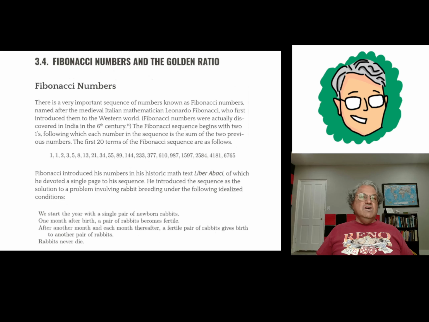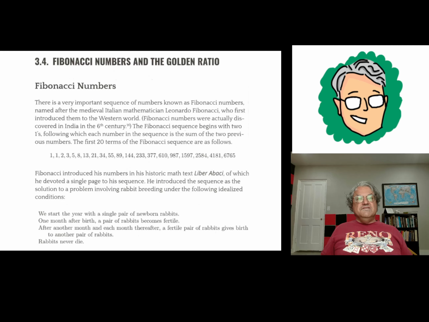But then after 2 months, the fertile pair gives birth to a pair of newborn rabbits, and now you have two pairs of rabbits. And then after 3 months, you have to keep track of the newborn pairs and the fertile pairs. And remember, the fertile pairs never die, and they keep giving birth to a new pair every month. So after 2 months, you have one fertile pair, one newborn pair.